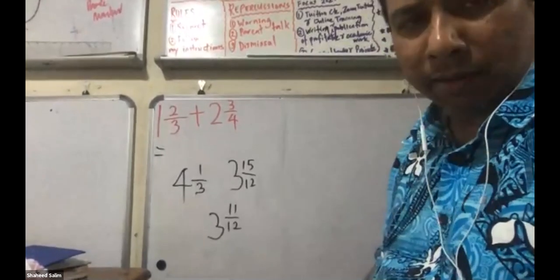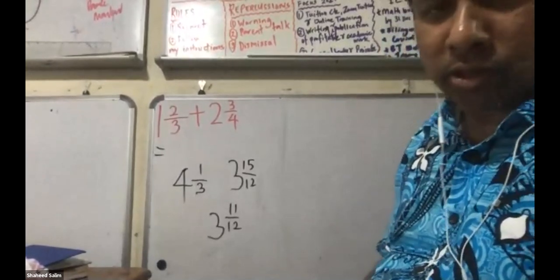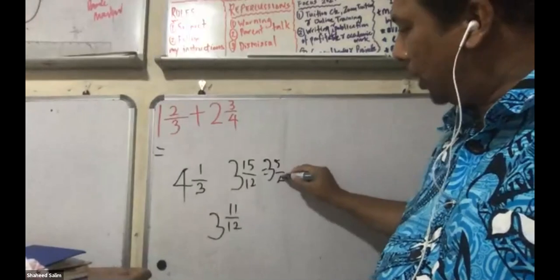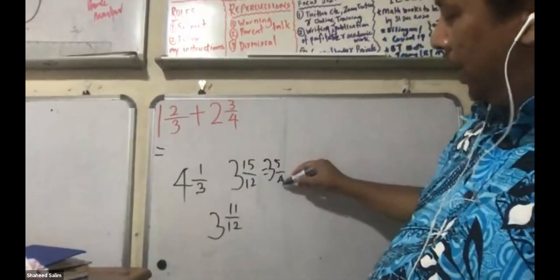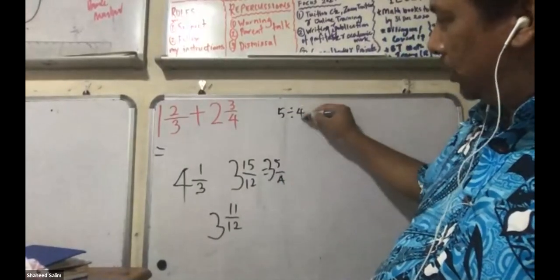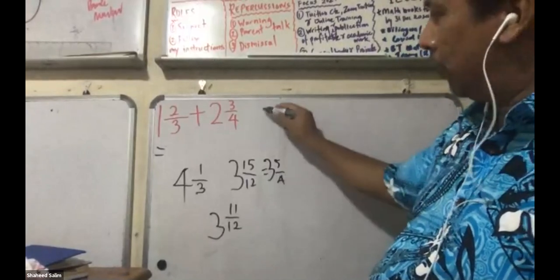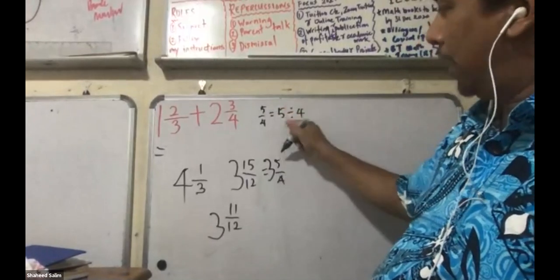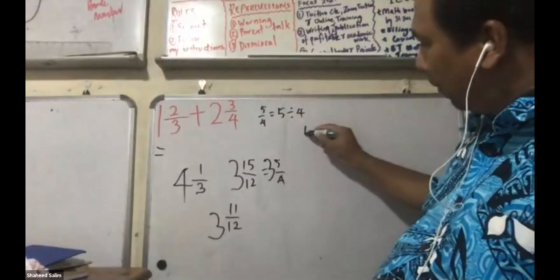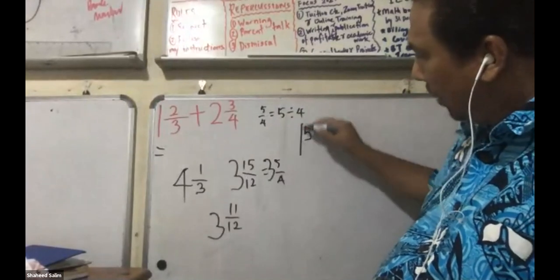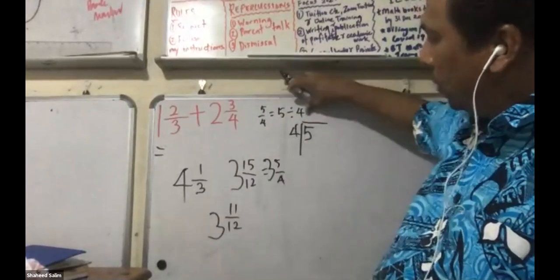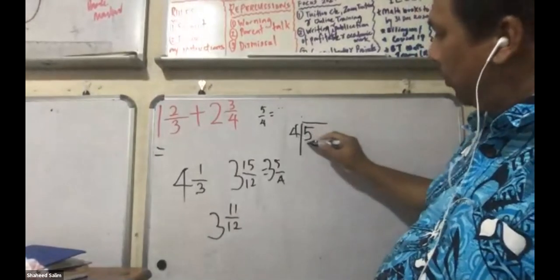I got 3 whole 5 out of 4. Okay, so now this 5 out of 4, we learned that it is 5 divided by 4, correct? Do you agree? 5 out of 4, we just learned, is 5 divided by 4. So I do this one. Let's see what happens. 5 divided by 4, I get like that.